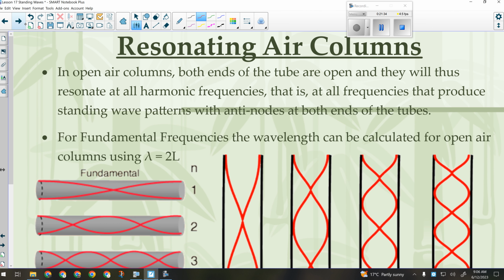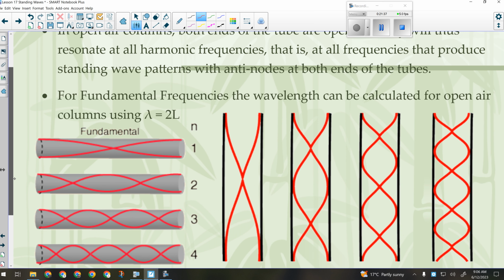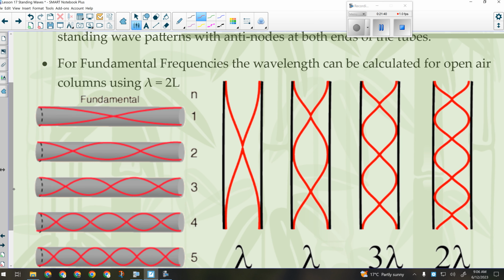Now, if you have an open air column, the reflection is not off the end because it's open at both ends. So in an open air column, the reflection is actually on the insides of the pipe or the tube. And what happens is you get a standing wave pattern at all frequencies. 1, 2.